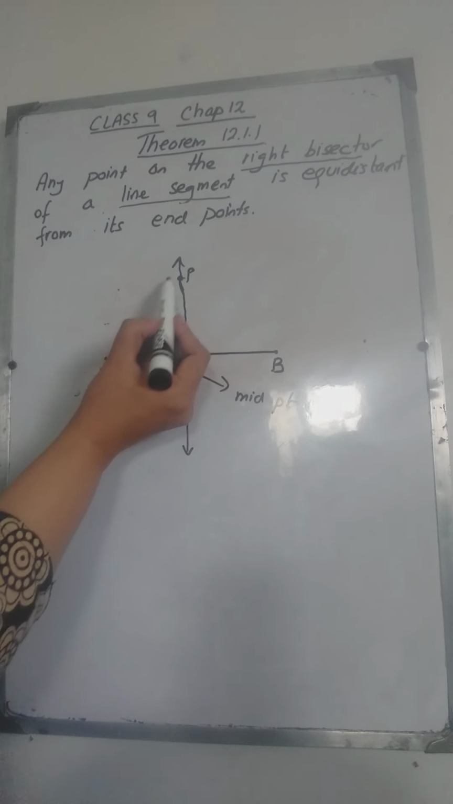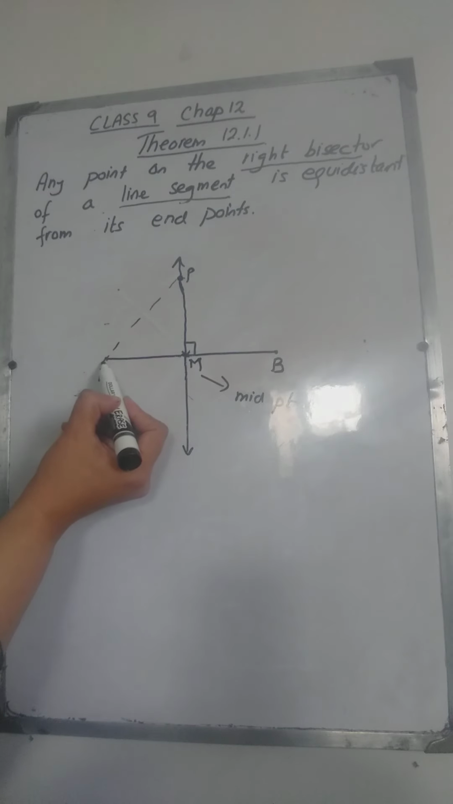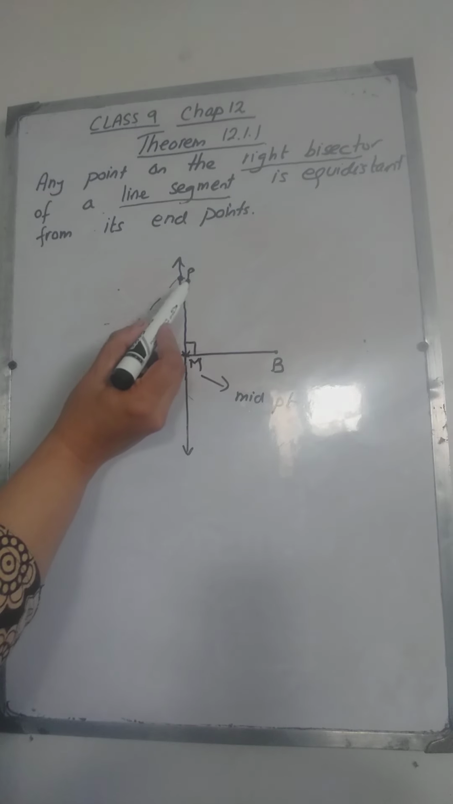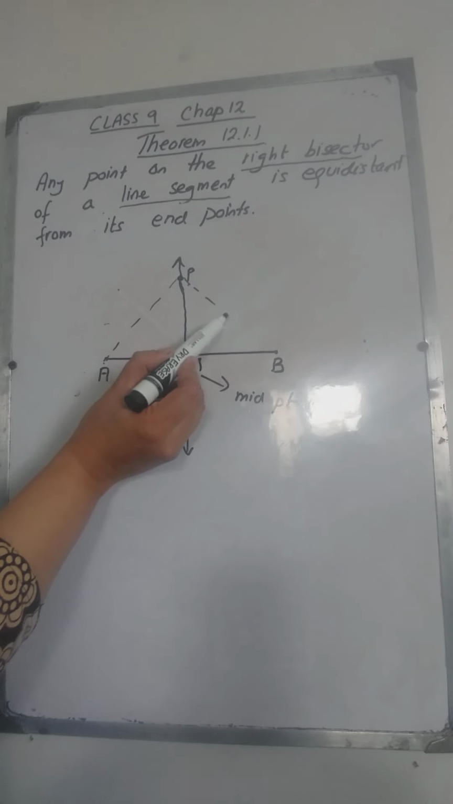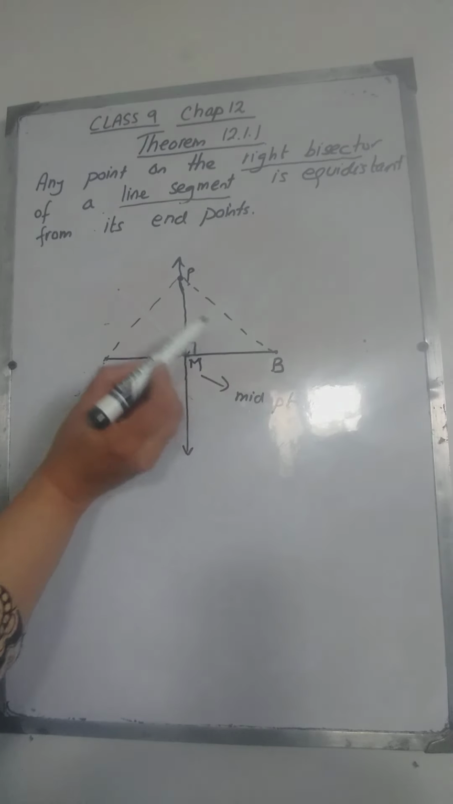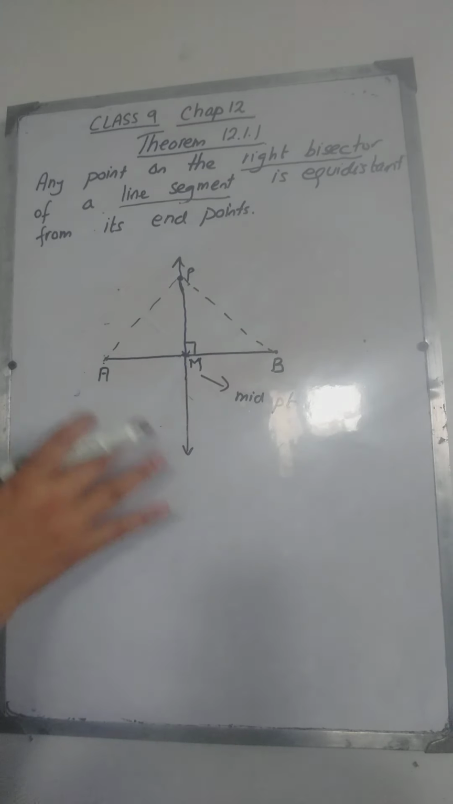What are the end points? A and B. This is the distance between this end point and the point P on the right bisector. So P will be at equal distance from both end points. It means that PA will be equal to PB. This is what we need to prove. So let's start the theorem.